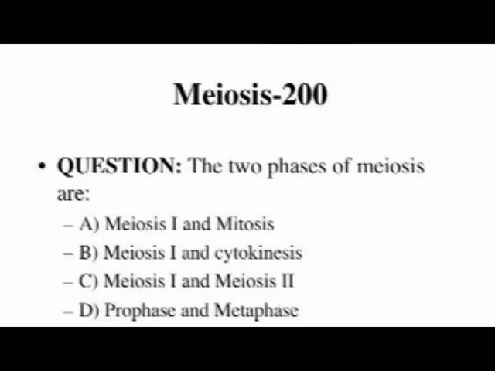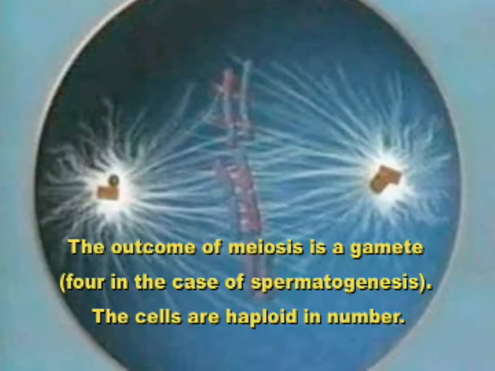Okay, now we're up to meiosis for 200 points. The two phases of meiosis are A, meiosis 1 and mitosis, B, meiosis 1 and cytokinesis, C, meiosis 1 and meiosis 2, and D, prophase and metaphase. And who knows the answer? You're right. The answer is C, meiosis 1 and meiosis 2. The outcome of meiosis is a gamete. The cells are haploid in number.